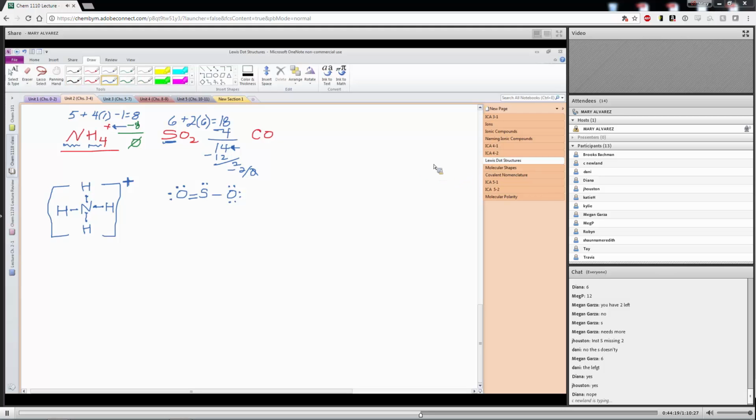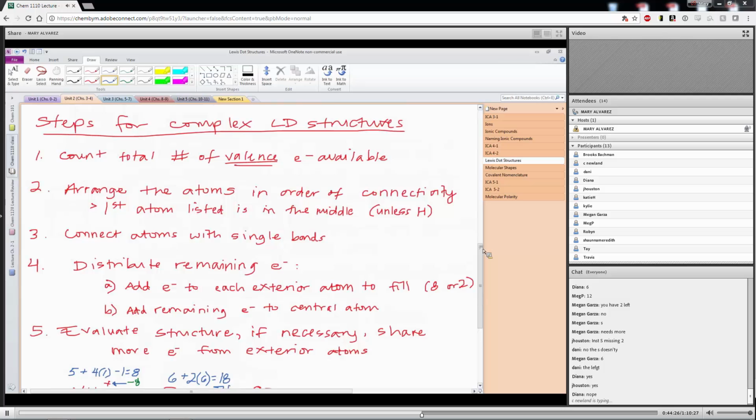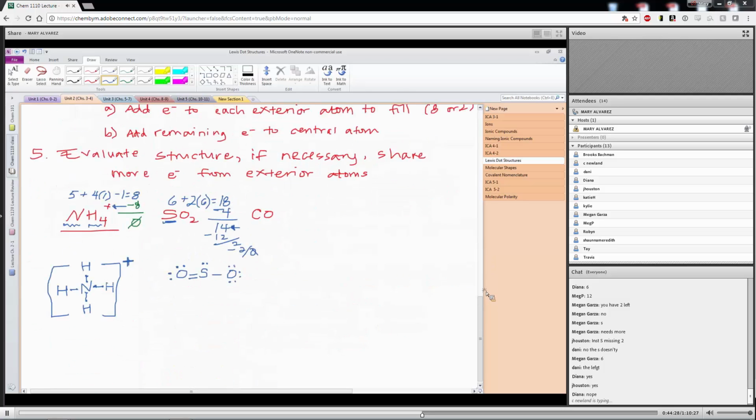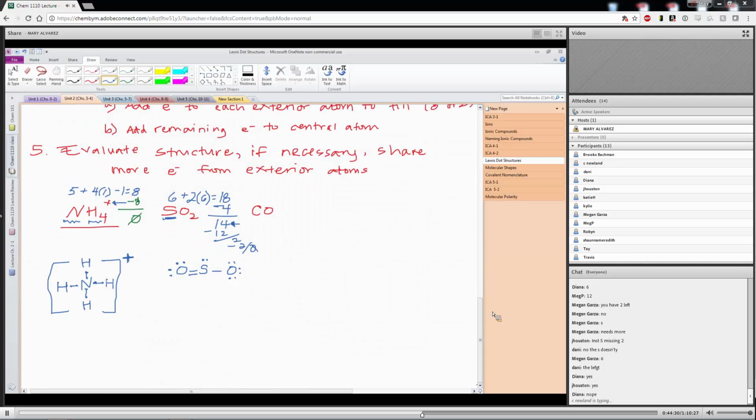Okay, I hope you guys are seeing that when you follow the rules up here, then the structure builds itself. And you don't have to second guess, you're just following the rules and you'll get there. All right, let's try this.